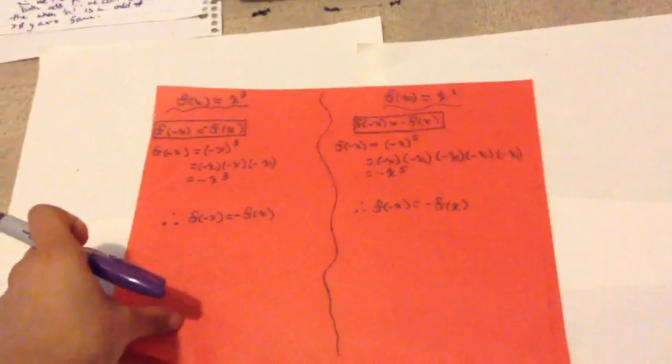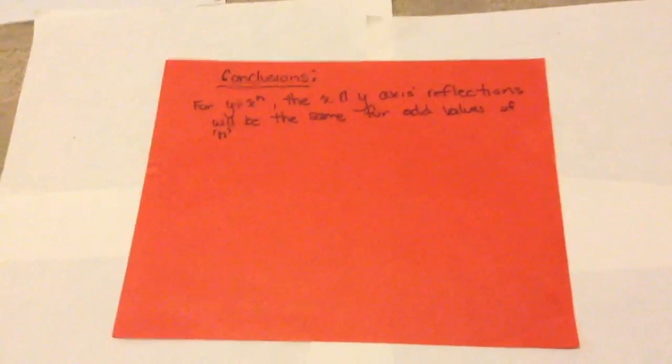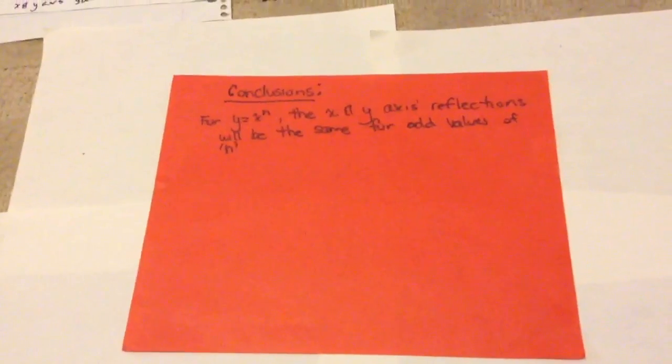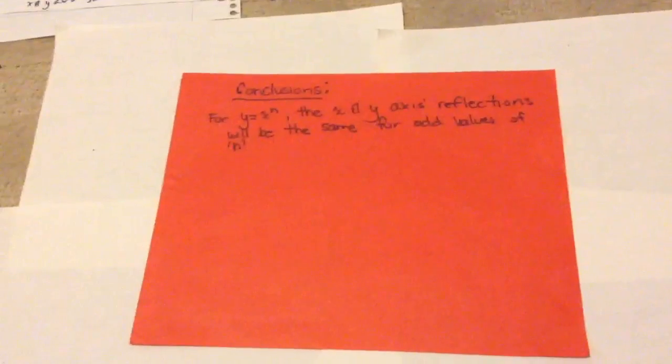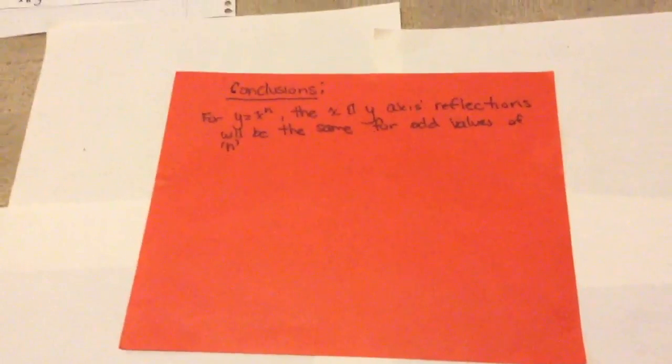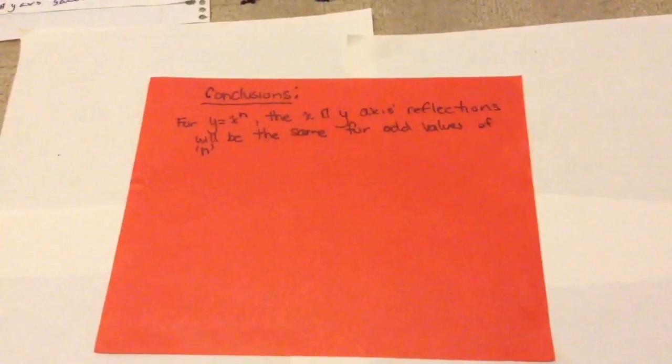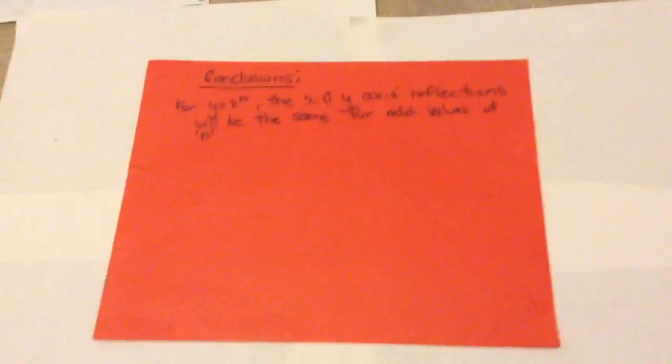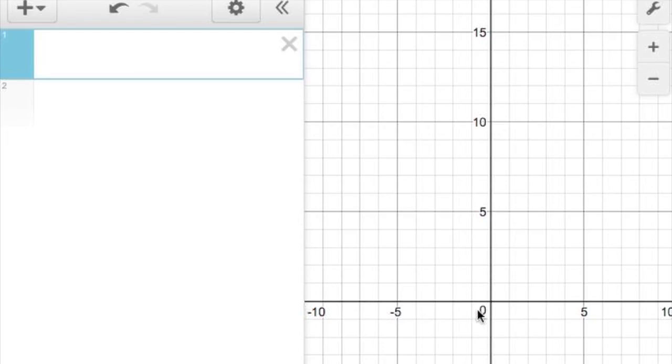Okay, so let's look at the pattern here. For both graphs, n is an odd integer, so we can conclude that for the graph y equals x to the exponent n, the x and y axis reflections will be the same for odd values of n. Alright, now let's plug in some even integers to see if the x and y axes reflections will be the same or different.